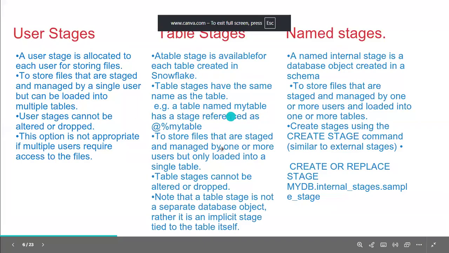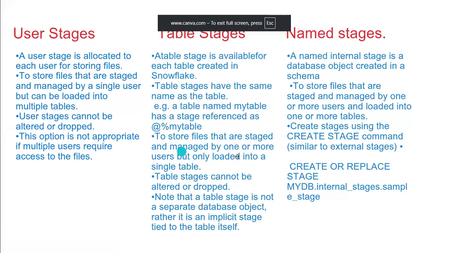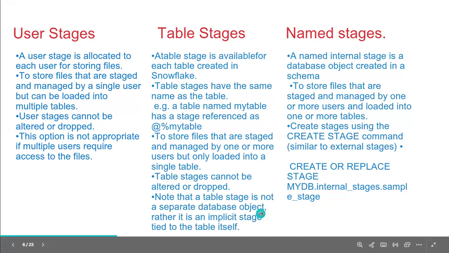Coming back. The table stage stores files that are managed by one or more users. This stage can be accessed by one or more users, but files can only be loaded into a single table. You cannot load them into multiple tables. All the files need to be loaded into the single table. This table stage cannot be altered or dropped. Note the table stage is not a separate database object. Rather, it is an implicit stage tied to the table itself. It's not an external object. It is tied with the table.